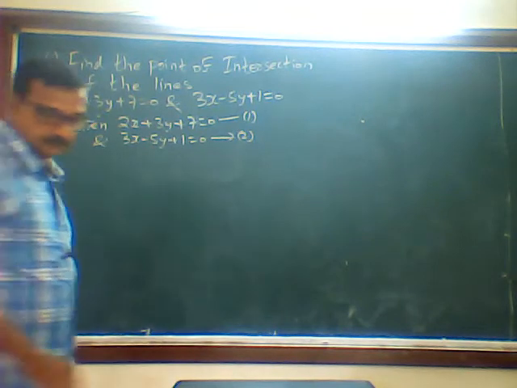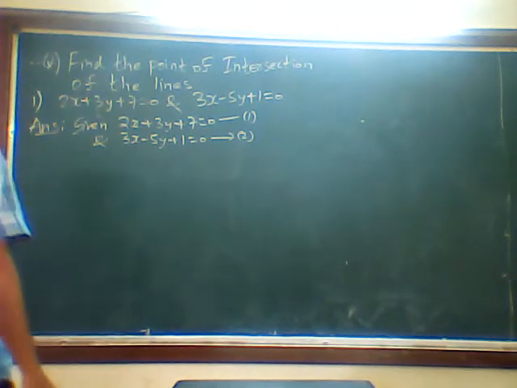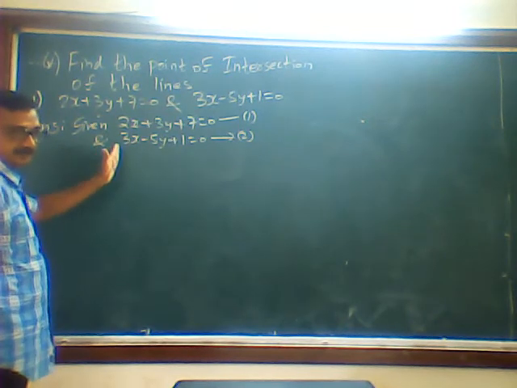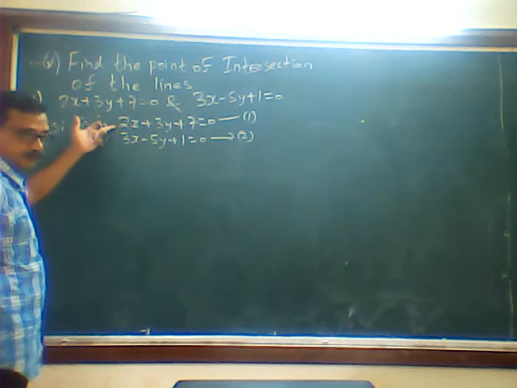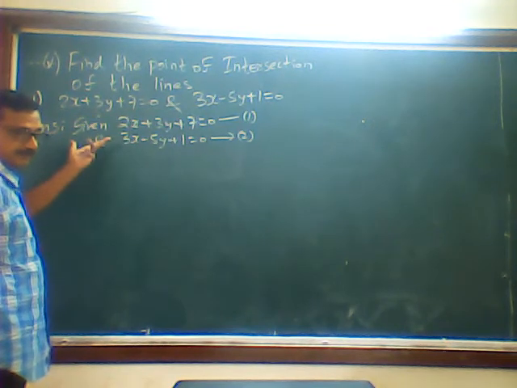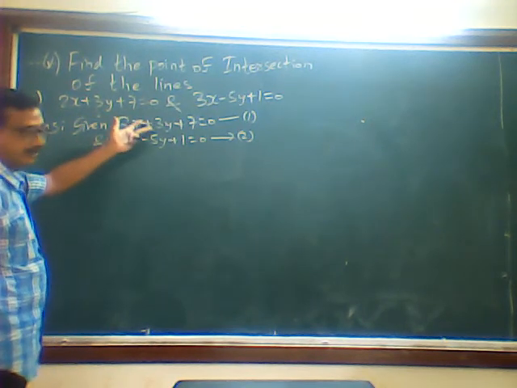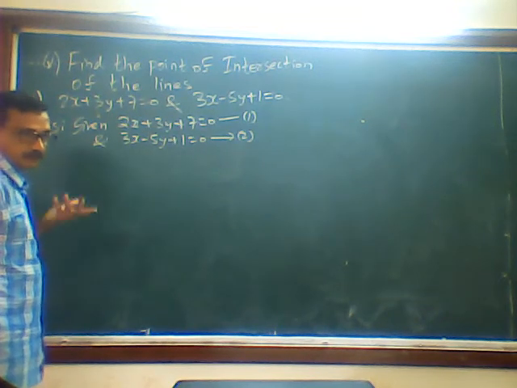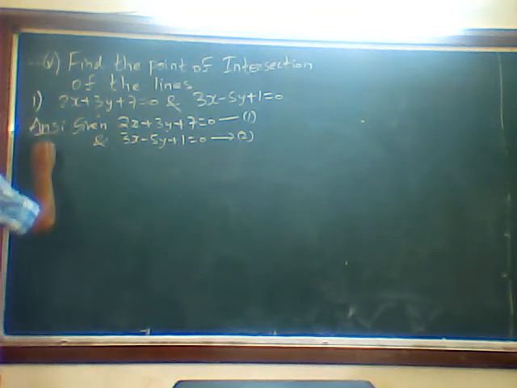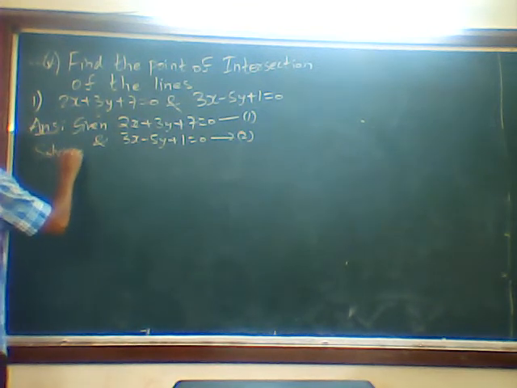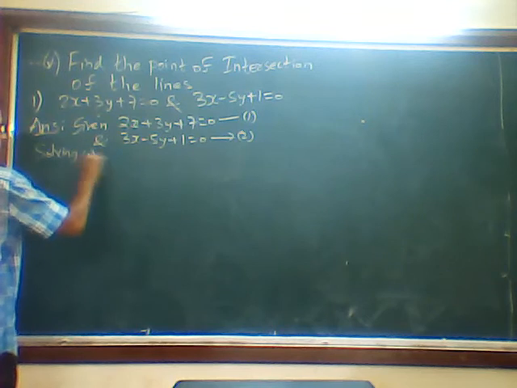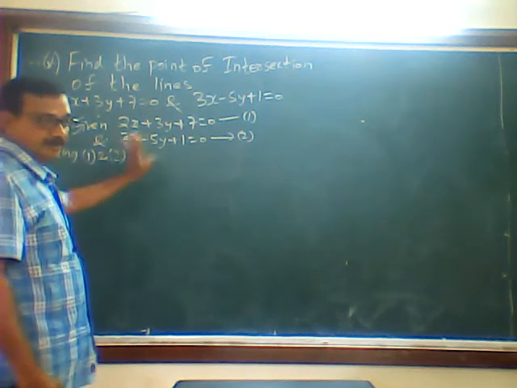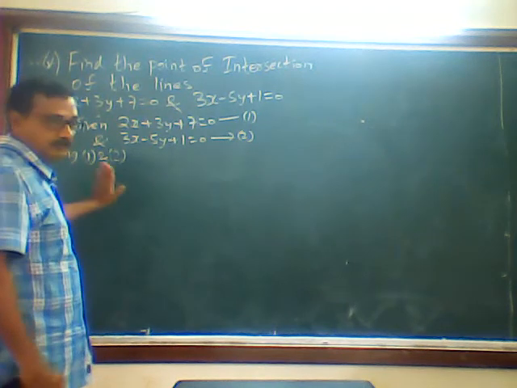Got it? Now I will decide, you can decide anything, you can cancel x. If you want to cancel x, here it is 2, here it is 3, we can't cancel. If I want to cancel y, here it is 3, this is 5, I can't cancel. So now solving 1 and 2, and you are free to cancel any one. It is not hard to do that. You have to cancel x only or y only. Now I am writing here solving 1 and 2.